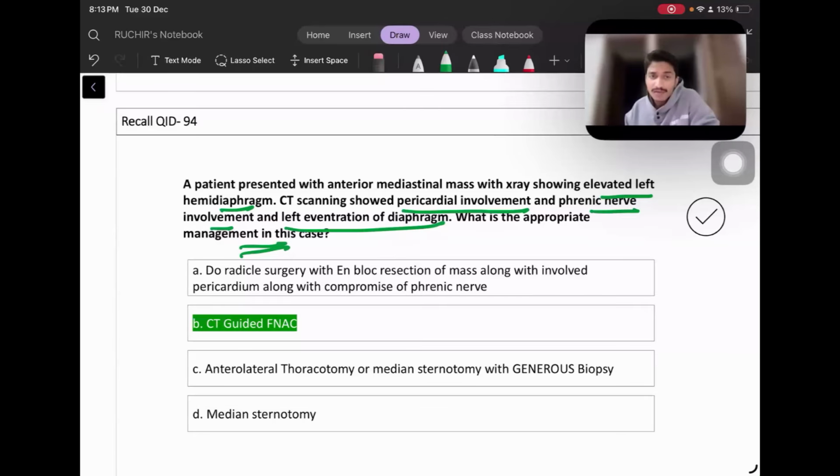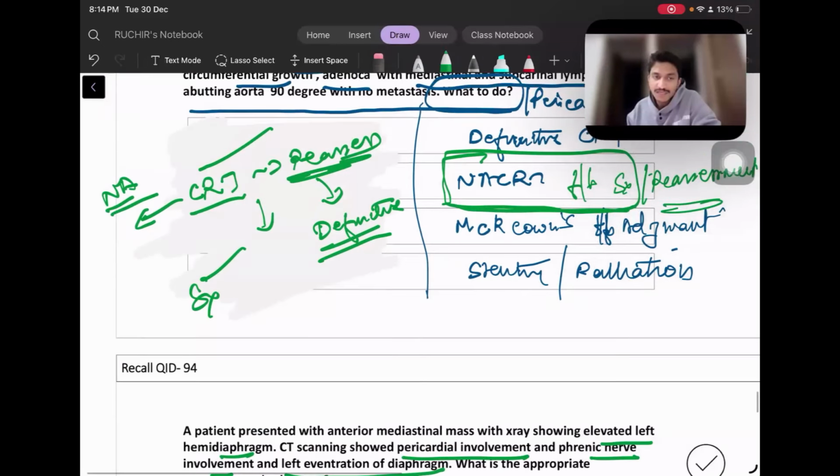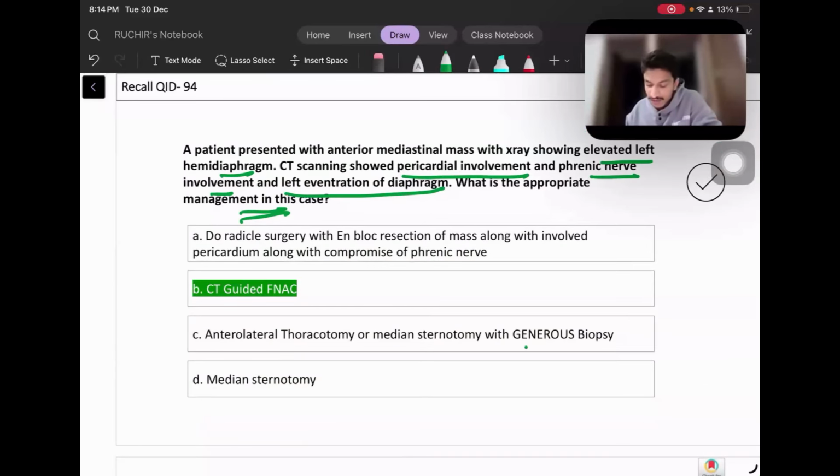Anterior mediastinal mass, left hemidiaphragm elevated, pericardial involvement, phrenic nerve involvement, left eventration of diaphragm. And the options are: radical surgery with en bloc resection with involved pericardium and compromised phrenic nerve, CT guided FNAC, anterolateral thoracotomy or median sternotomy with a generous biopsy, and a median sternotomy.